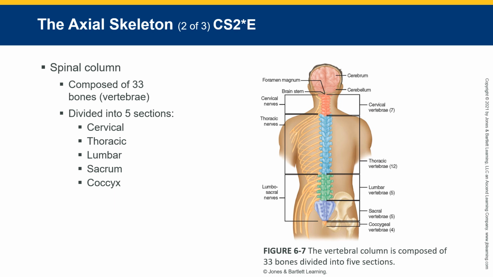The spinal column has 33 bones, which we call vertebrae. They divide them into 5 sections: the cervical, thoracic, lumbar, sacrum, and coccyx. Something that's important too, they will probably ask you how many of these you have. There are 7 cervical, 12 thoracic, and 5 lumbar.